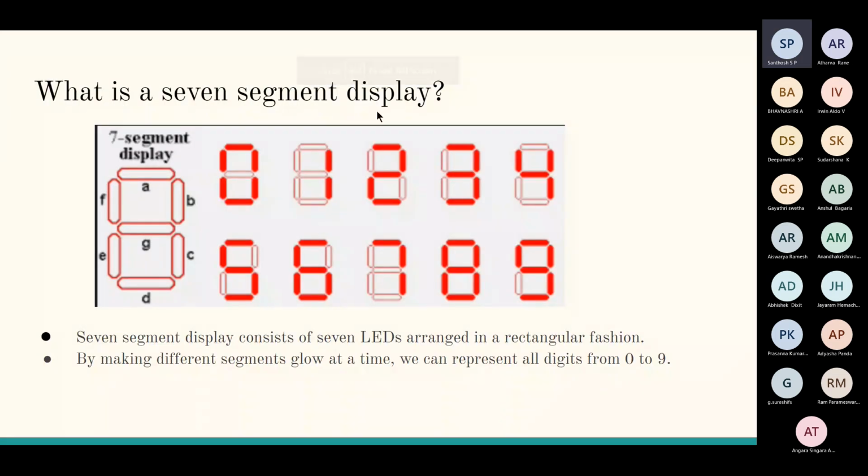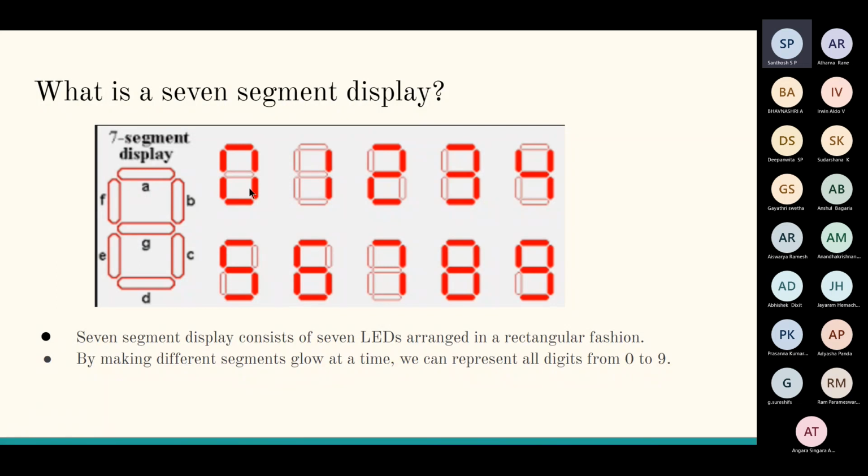Okay, so we'll see what a 7 segment display is. A 7 segment display is a series of 7 LEDs. Each LED is called a segment, and these 7 LEDs are arranged in such a way that if we make certain LEDs glow, we can make them represent all numbers from 0 to 9. These curved rectangular parts are the LEDs. There are 7 of these LEDs, so this is called a 7 segment display. And these LEDs are named A, B, C, D, E, F, and G. G is the center one.